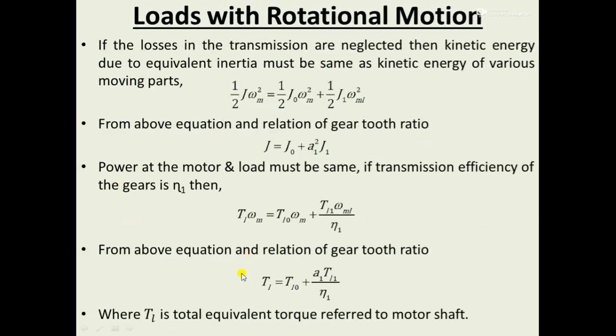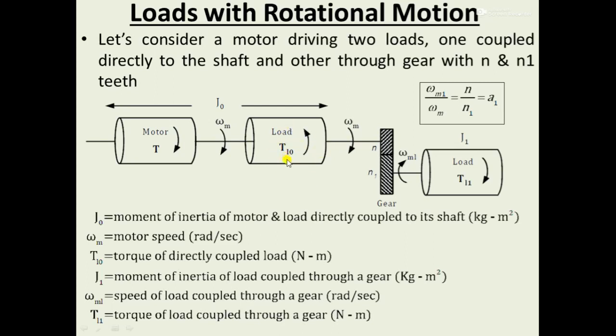To obtain the standard relation for equivalent torque, we will equate the power delivered at the motor and the power which is being received at the load sides. As I have mentioned, the power delivered by the motor is TL into omega m, and the power which is being received by this load is TL0 into omega m, as this load is also rotating at the same speed as that of the motor, as both are directly coupled. The power output of this particular load is TL1 into omega m1, but we are taking into consideration the power which is being received at the load side, or the power input at this load side.